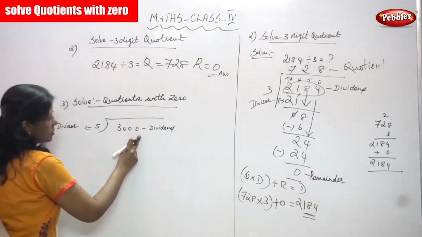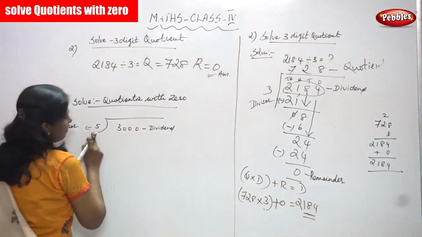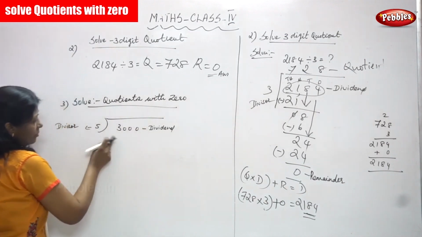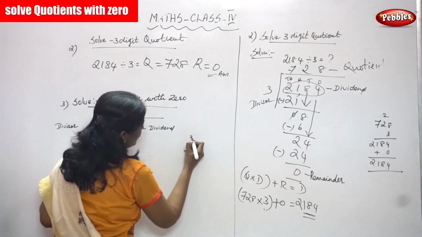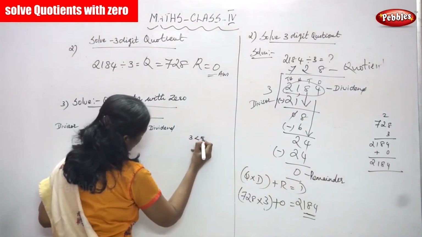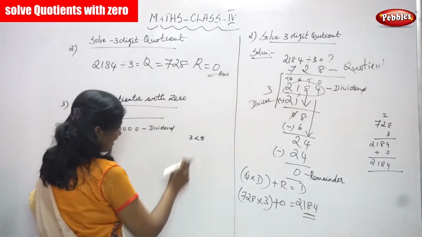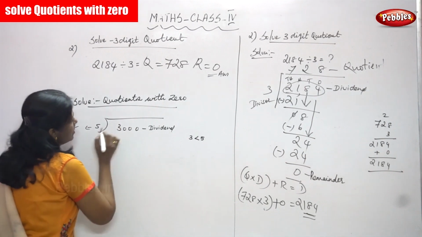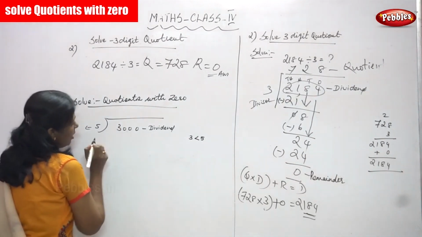Okay, so 3000 is divided by 5. First you have to compare. This is ones, this is tens, this is 100 and 1000. So you just compare with thousands. What is the number in this 1000 place value? 3. 3 is less than 5. So you must take the next number. That means 30 you have to take.